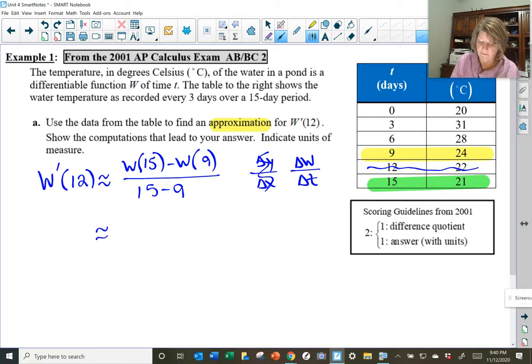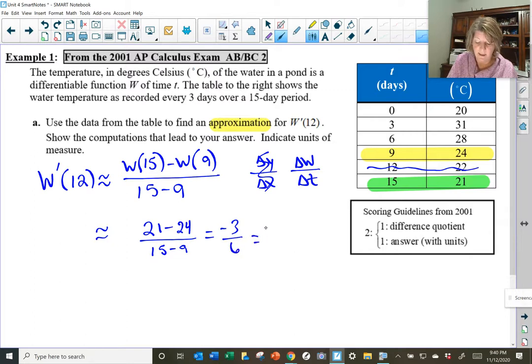So let's just get the numbers put in place. W of 15 was 21. W of 9 was 24. 15 minus 9, I might as well just let that get copied there. Negative 3 on top, positive 6 on bottom, gets me to a negative 1/2.